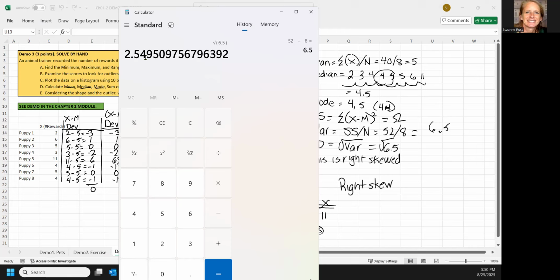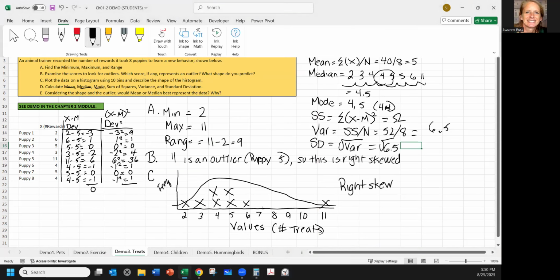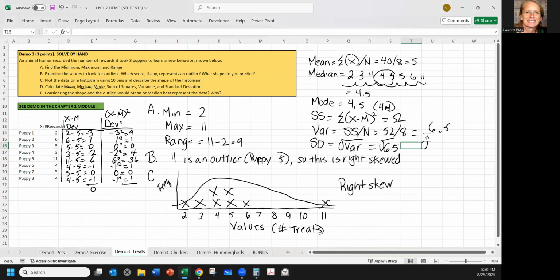If we were going to calculate by hand and use this answer for more calculations, we'd want to stay with 4 digits. For now, 2.55 equals 2.55. And the last question asks us, considering we have this one done now, we've done all of these. The last question, considering the shape and the outlier, would mean or median best represent the data?